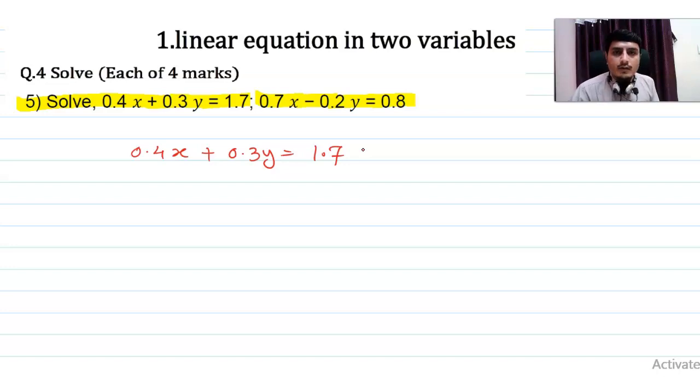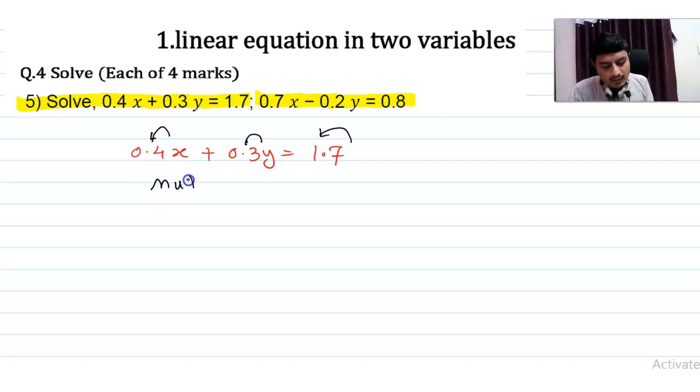Here the coefficients of variables x and y, as well as the constants, are all decimal numbers. So try to convert them into integer coefficients so that we can solve the simultaneous linear equations in two variables easily. After one place we have the decimal in the coefficients of x and y on the LHS, and after one place in the constant on the RHS.